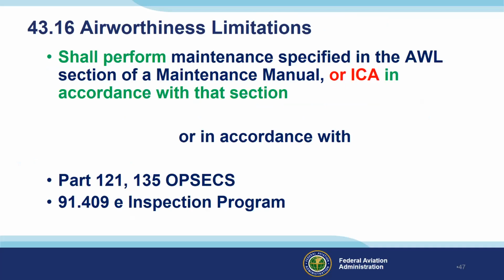Part 43.16 covers airworthiness limitations, and this section of a manual is actually approved by the FAA. And you shall perform maintenance specified in the airworthiness limitations section or ICA in accordance with that section, or in accordance with a Part 121, 135 op specs, or a 409E inspection program.